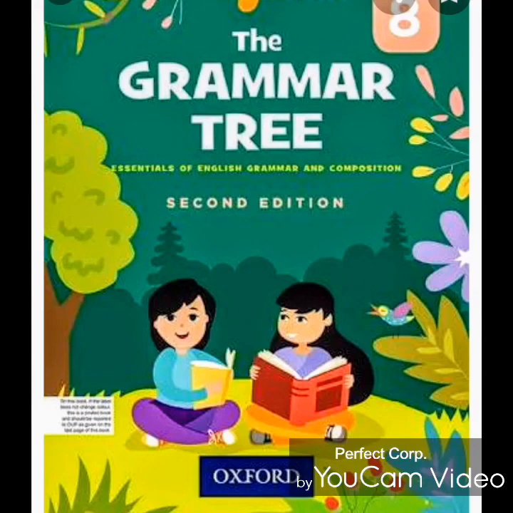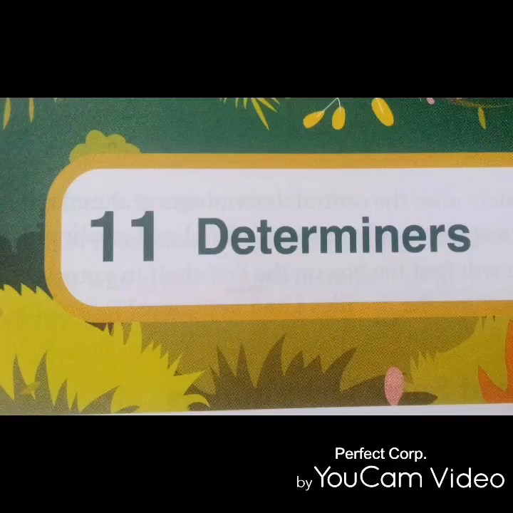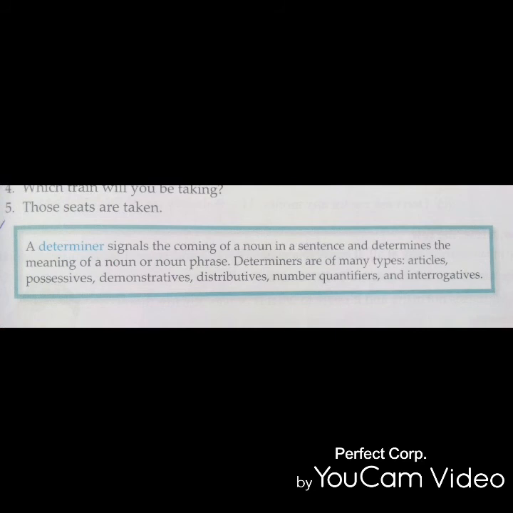This is our grammar lesson and the topic is determiners. It's chapter number 11 on page number 61 in your English Grammar Tree. Well, let me define determiners.